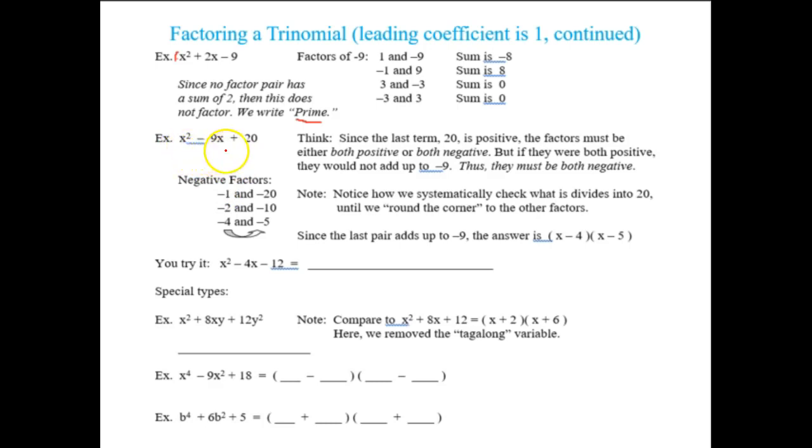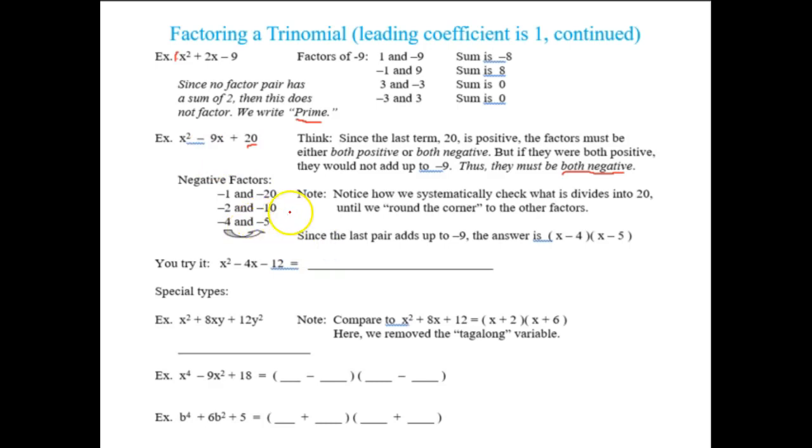So I've got x squared minus 9x plus 20. Now 20 means positive 20. So if the last term is positive, the factors have to be either both positive or both negative, because when you multiply two negatives together, that does give you positive 20. If they're both positive, they would never add up to negative 9. So they must be both negative. You do that reasoning in your head and say, I've got to have both of them negative, because if they're both positive, it would not add up to a negative.